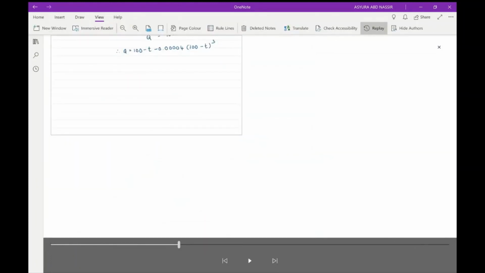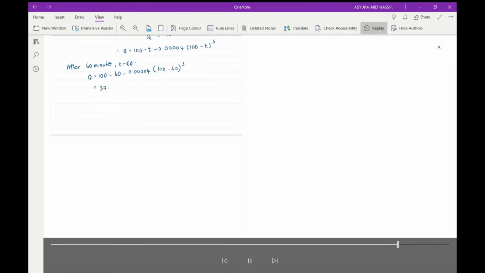From the question, you need to find the amount of salt after 60 minutes, right? So after 60 minutes, meaning your T will be equal to 60, and what will be your Q? Just substitute in your formula. So you have 100 minus 60 minus 0.00004 times 100 minus 60 cube, and lastly you will get your Q will be 37.44 grams. That's all.